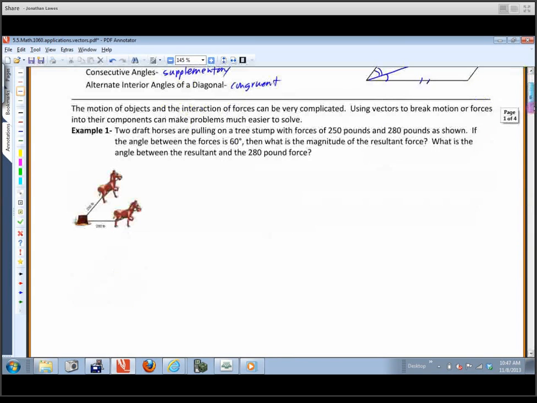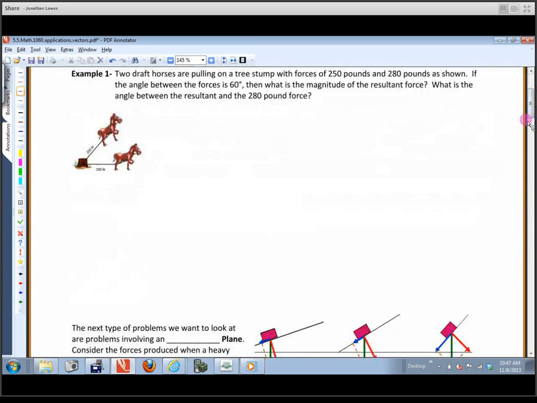this first problem right here. So it says, two draft horses are pulling on a tree stump with forces of 250 pounds and 280 pounds as shown. If the angle between the forces is 60 degrees, then what is the magnitude of the resultant force? In other words, how hard are they pulling on there? And what is the angle between the resultant force and the 280-pound force?